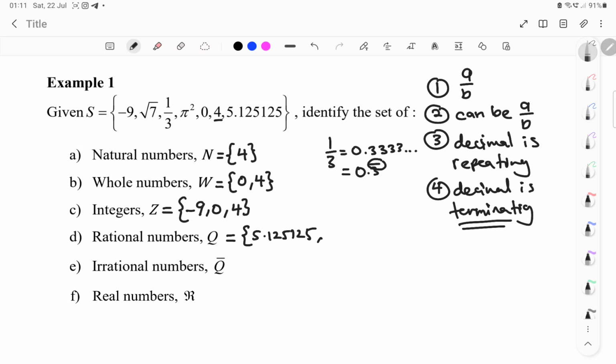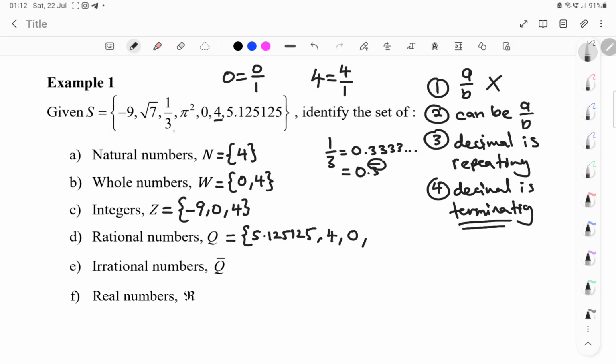4. Is 4 A over B? No. Can 4 be written as A over B? Can. How? 4 is equal to 4 over 1. So if a number can be written as a fraction, in this case 4, the number is rational. How about 0? 0 can also be 0 over 1, also a rational number. This pi over 2 cannot.